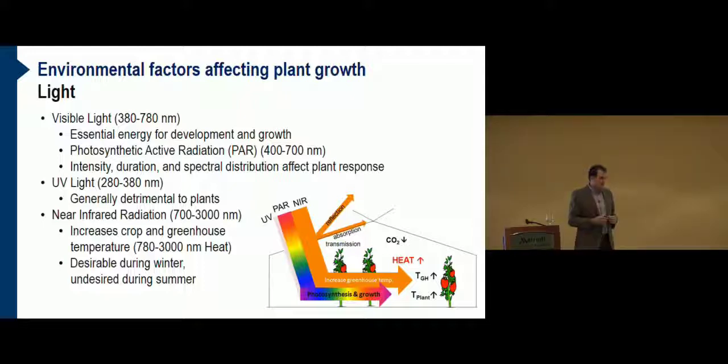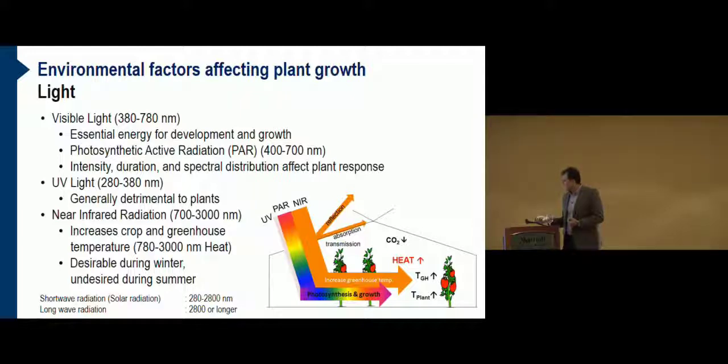This radiation in the near-infrared wavelengths is desirable during the cold periods because it helps to reduce the load for heating, but it is undesired during the warm period as it adds to the loads for cooling demands. And there are agents that you can use to manage the near-infrared radiation and how it penetrates into the greenhouse or how it can be reflected.